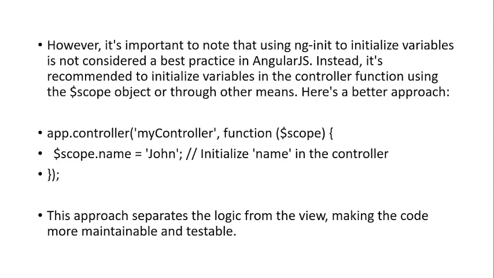It is not at all recommended to use the ng-init function in AngularJS. So what is recommended? Initializing variables in a controller function using the scope object is highly recommended. You can see here scope is the object which is used inside the function, right? I can use it as scope.name is equal to John. Here I am initializing the name with the help of the controller, whereas the earlier approach was ng-init. The name of the controller is myController, right?